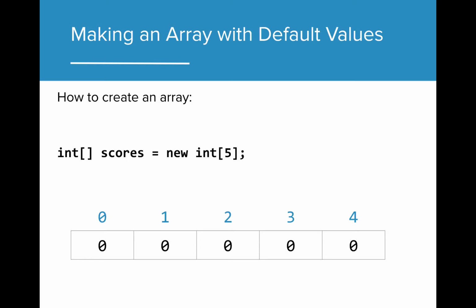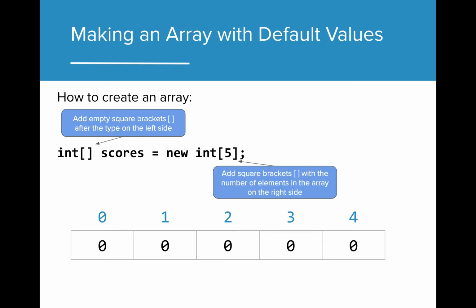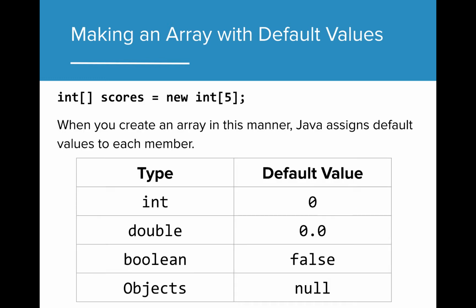The first and more common method is to make an array with default values. We can create an array of any type by adding empty square brackets after the type on the left side. The right side is similar to creating an object, but we use square brackets with the number of elements that we want to create inside the brackets. Notice that this creates an array of 5 integers, all with initial values of 0. When we create arrays with default values, Java assigns a specific value for each item in the array depending on the type. Integers and doubles default to 0, Booleans default to false, and objects, including strings, default to null.